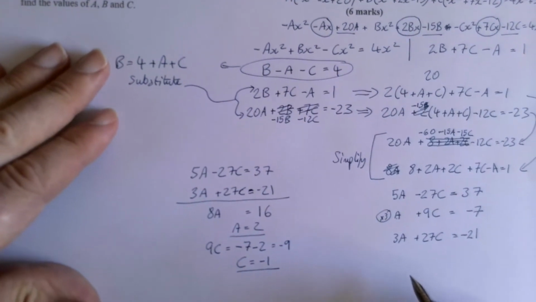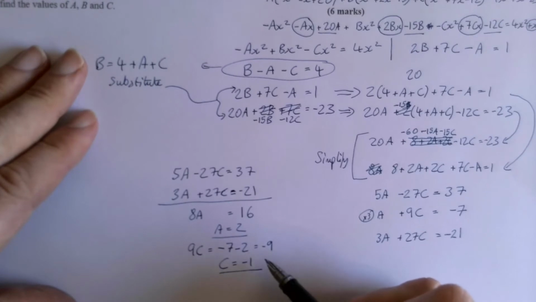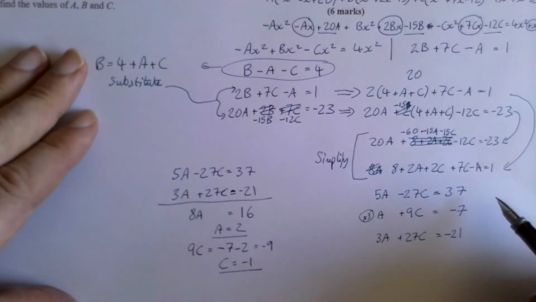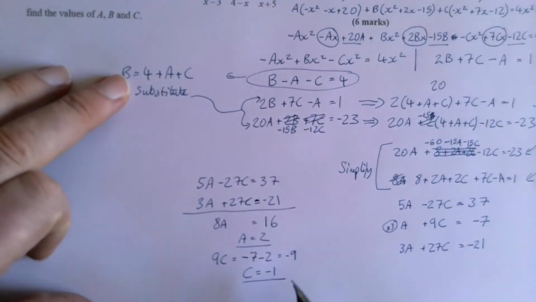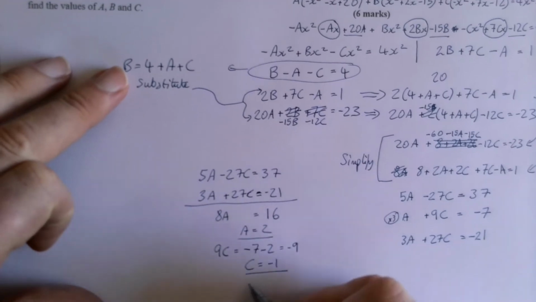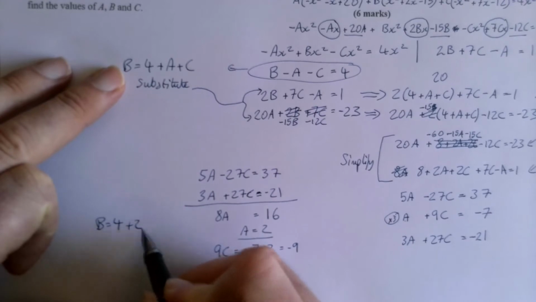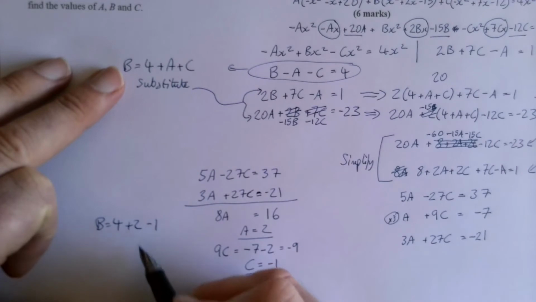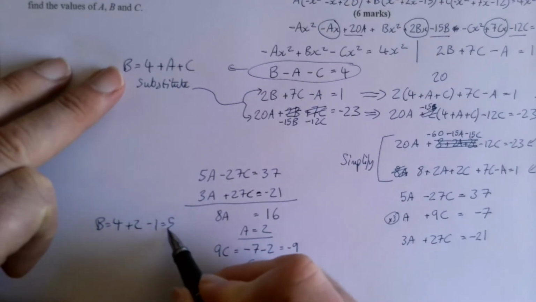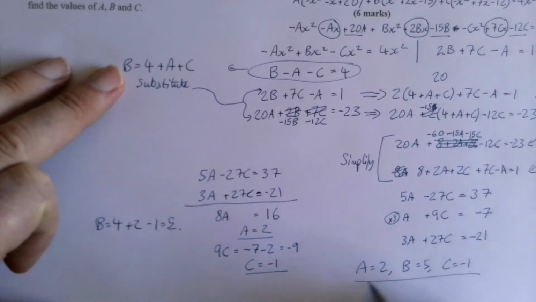And then we can put our values of a and c being 2 and negative 1 back into, where was our nice simple equation? Somewhere up here. Oh yeah, this is it. B equals 4 plus a plus c. So b would equal 4 plus 2 take 1, which is 6 take 1 is 5. So our final answer is going to be a equals 2, b equals 5, and c equals negative 1.